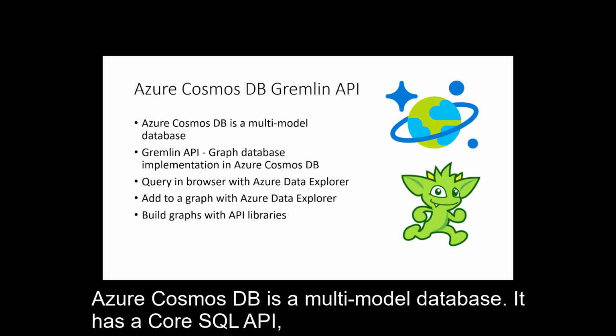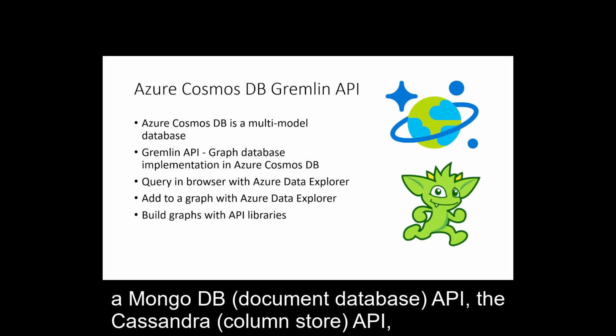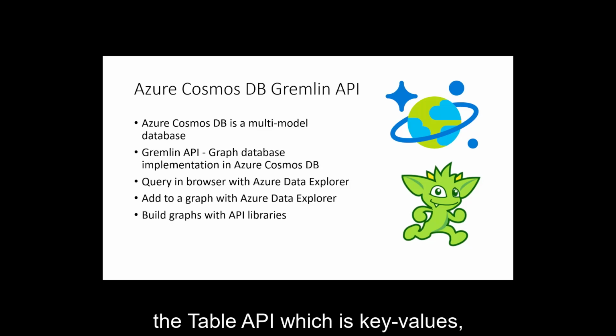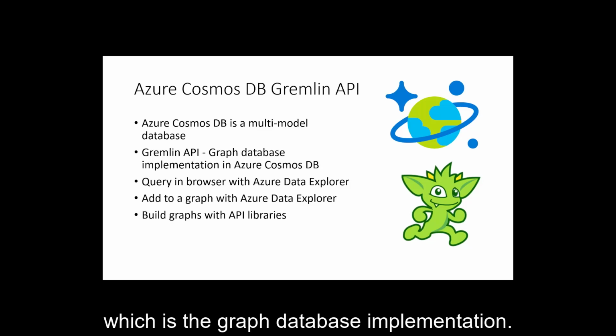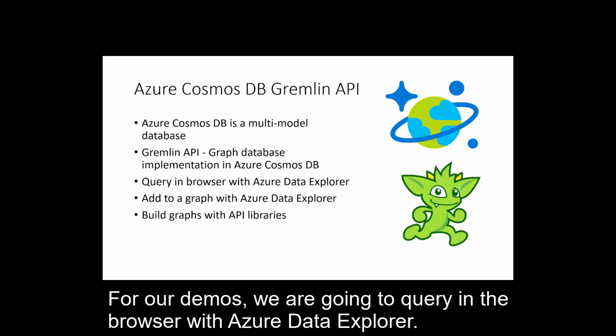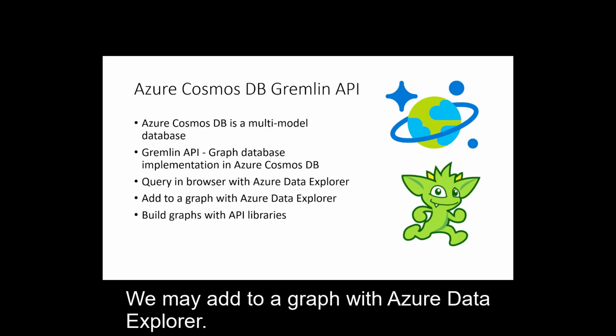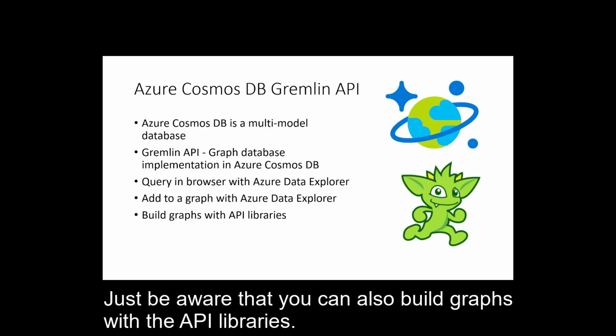Azure Cosmos DB is a multi-model database. It has a Core SQL API, MongoDB document database API, the Cassandra column store API, the Table API, which is key values, and then my favorite right now, which is the Gremlin API, which is the graph database implementation. For our demos, we are going to query in the browser with Azure Data Explorer. We may add to a graph with Azure Data Explorer. Just be aware that you can also build graphs with the API libraries.